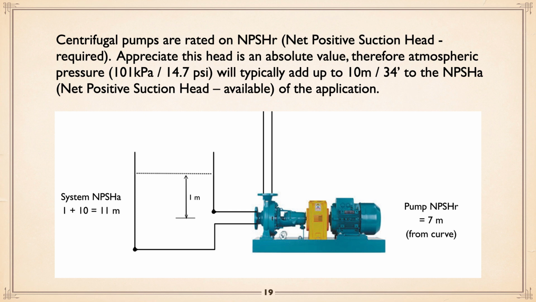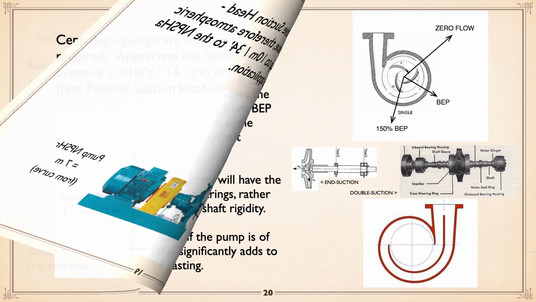Like, take a look at this pump here. From the center line of the pump to the liquid is 1 meter. But because the atmospheric gives you sort of 10 meters free, you've actually got 11 meters available. The pump curve, you look at it and it says NPSH required is 7 meters, so you've got 4 to the good. You're not going to have any serious problems.